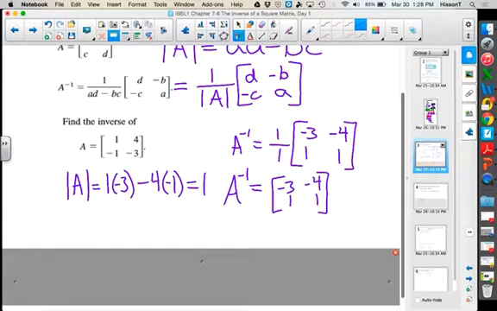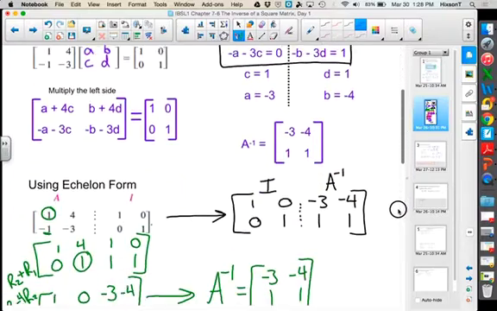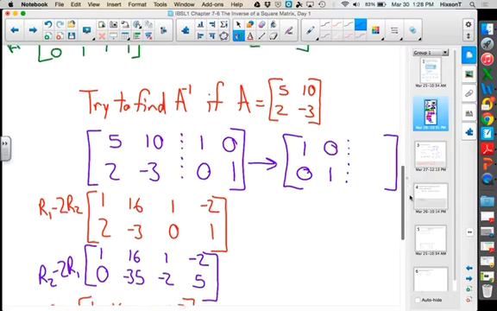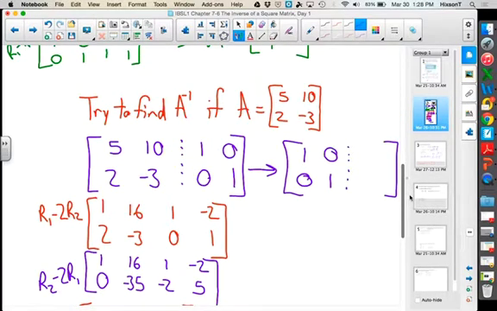I'm curious why, you said we tried this 3 times. Why did we get a different answer for the echelon form? We didn't. But we got like 3 over 35. No, that was a different example. Oh, okay. That was a different problem. Which actually we're going to do again this time, and we should get the same answer using this, okay?